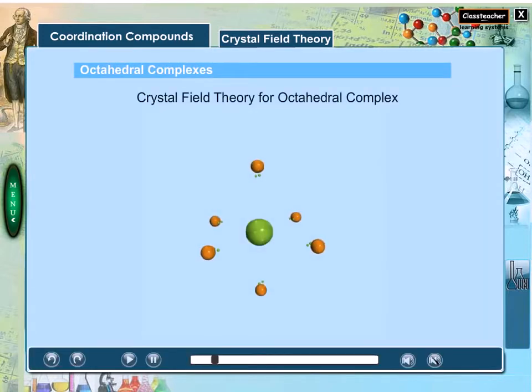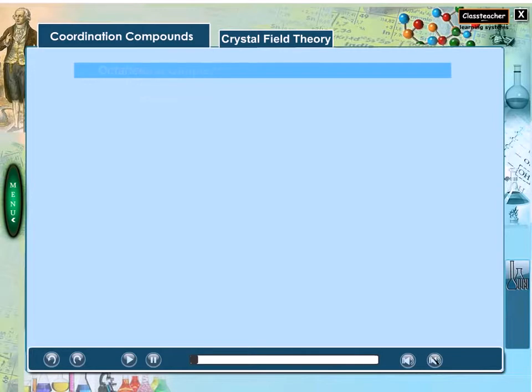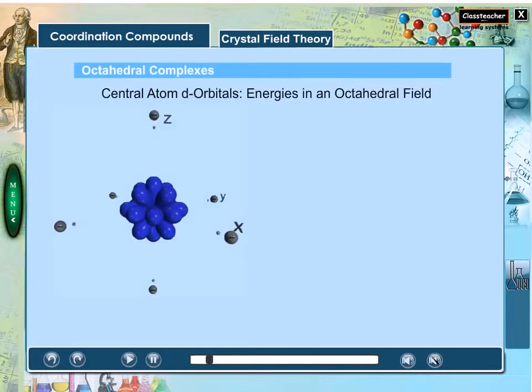In an octahedral field, 6 ligands are coming towards the corners of an octahedron, causing the central metal ion orbitals to have different energies. In an octahedral field, 6 ligands approach, 2 along the z-axis, 2 along the x-axis and 2 along the y-axis.